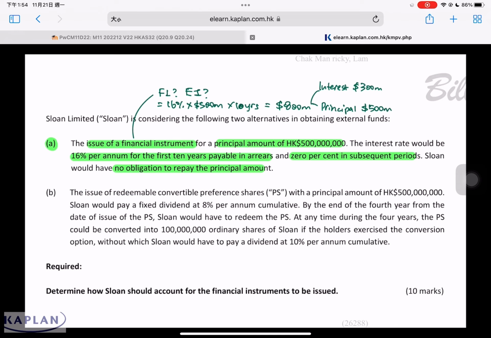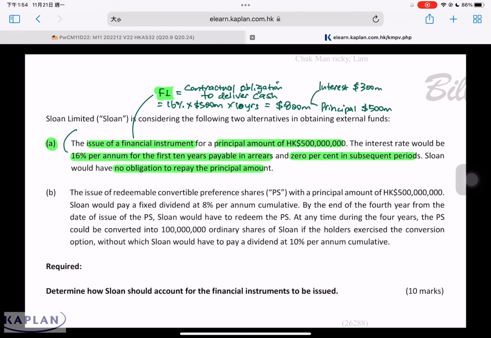$500 million. The substance of this arrangement is they are not paying the principal at the end of year 10 or year 11 or year 12. It's because they're paying the principal over the 10 years. In this case, it should represent a financial liability, a contractual obligation to deliver cash. What cash have they delivered over the 10 years? Every year they must pay 16% for 10 years. It's paying for the interest and the principal. In substance, this represents a financial liability.